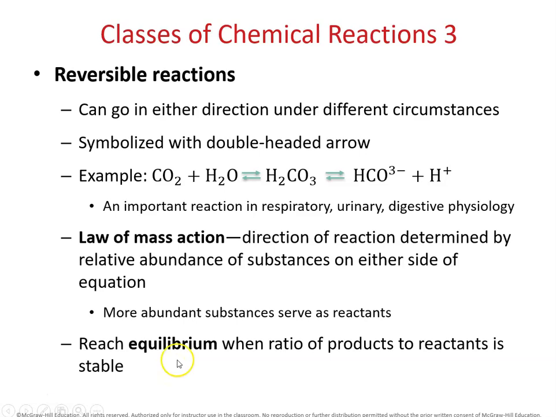Equilibrium happens when the reactants and the products are all in stable quantities. No one is increasing or decreasing at the expense of another.